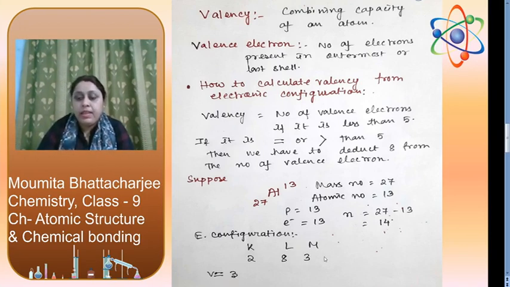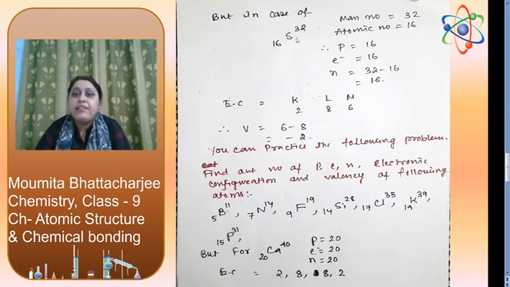But in case of sulfur, sulfur 32/16, mass number 32, atomic number 16, proton will be 16, electron will be 16, neutron will be 32 minus 16, 16. So electronic configuration will be KLM 2, 8, 6. In the first cell it will be 2, in the second cell it will be 8, and third cell it will be 6. So valency will be 6 minus it. Why? I said if the outermost cell contains 5 or more than 5, we have to deduct 8 from this number. So 6 minus 8, minus 2. Valency is coming minus 2.